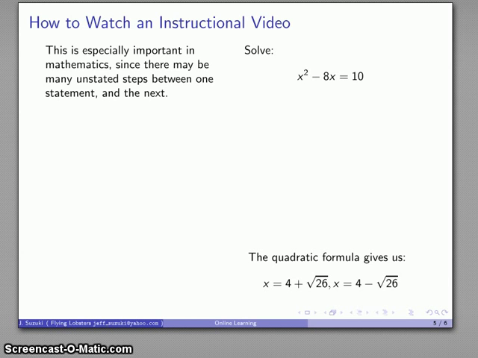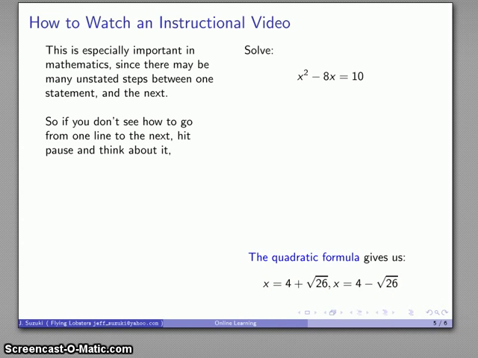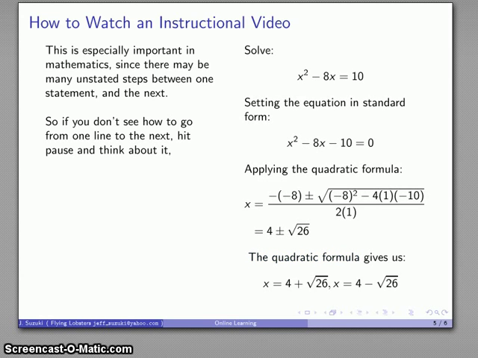Now, if you're watching a video and that happens, if you don't see how to go from this line to the next, hit pause and think about where that is coming from. Have you hit pause yet? If you've hit pause and actually thought about what it is, you might look up and remember what the quadratic formula is, and remember that if you have an equation like that, well, there's a bunch of steps we can fill in. We have to put the equation in standard form, apply the quadratic formula, and that's where that comes from.